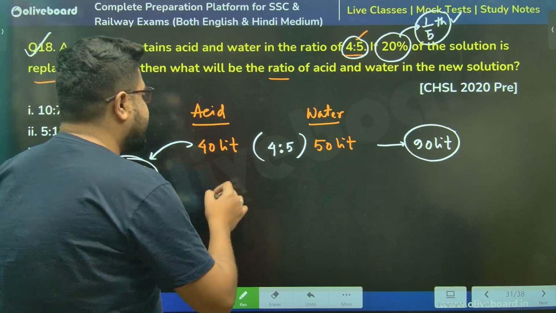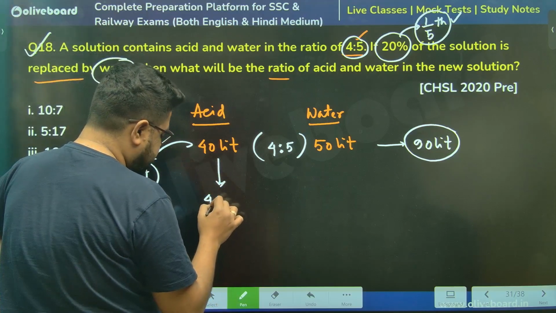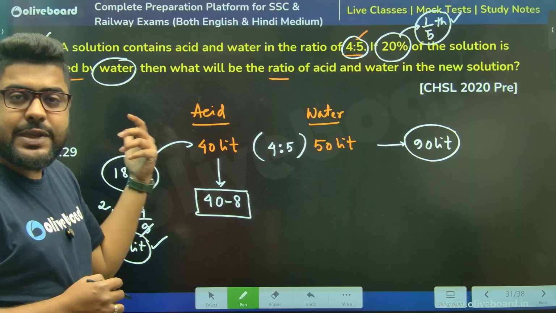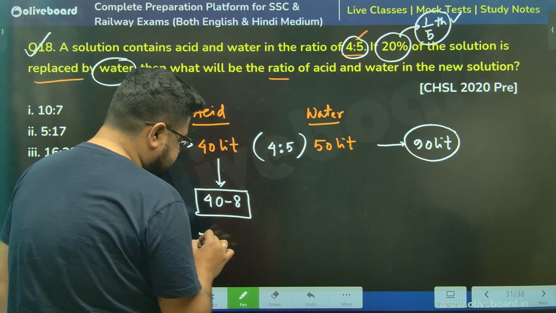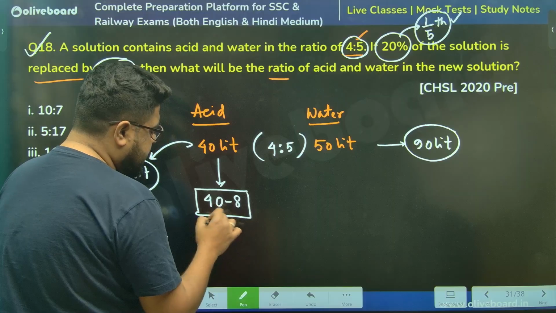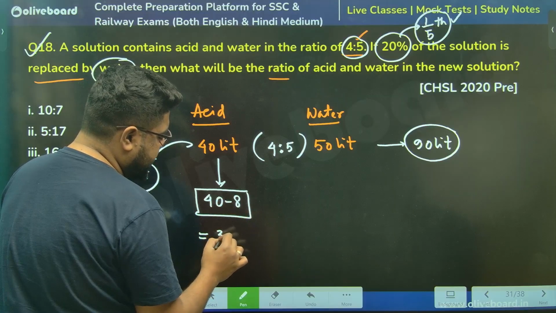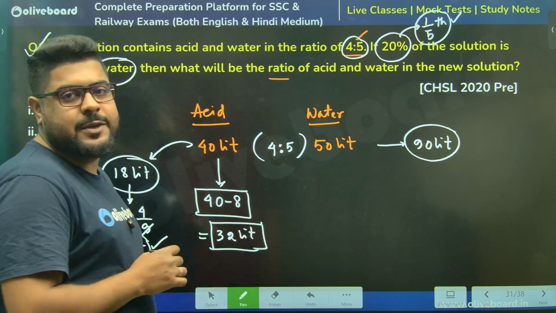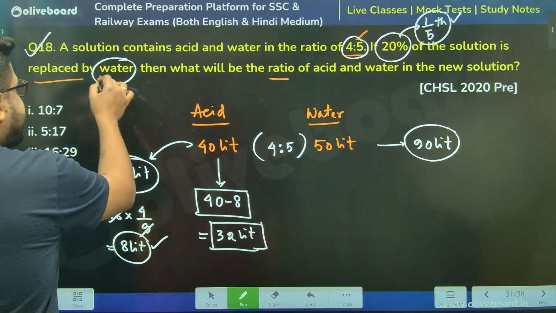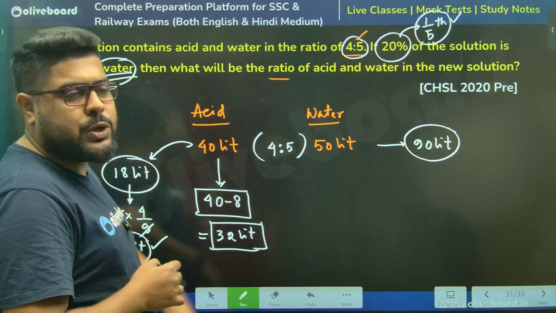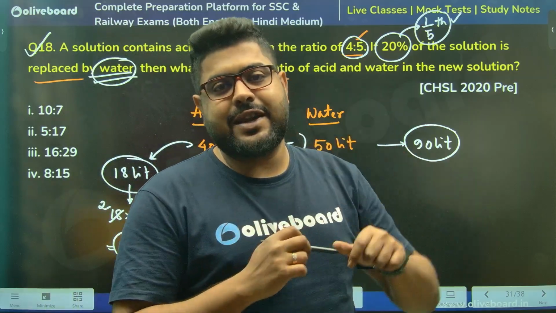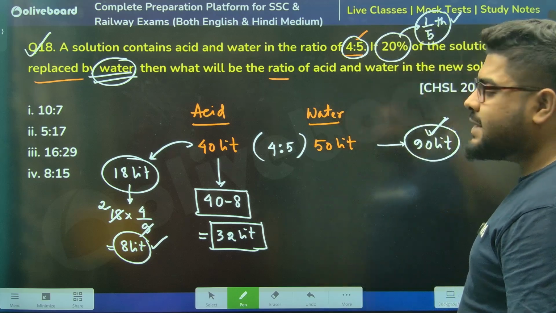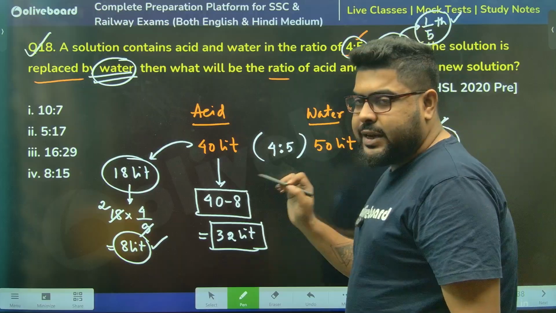So remaining acid will be how much, sir? 40 minus 8 liters, because 8 liters acid was there in those 18 liters. So you will say, sir, this will have 32 liters of acid. Now, if there are 32 liters of acid, I just told you it is pure replacement, sir. That means total volume is again constant. So total my solution must remain as 90 liters.